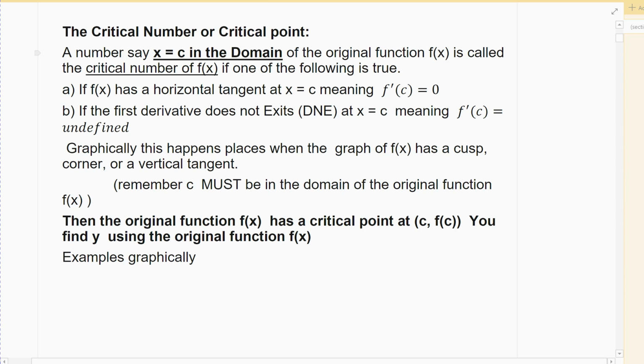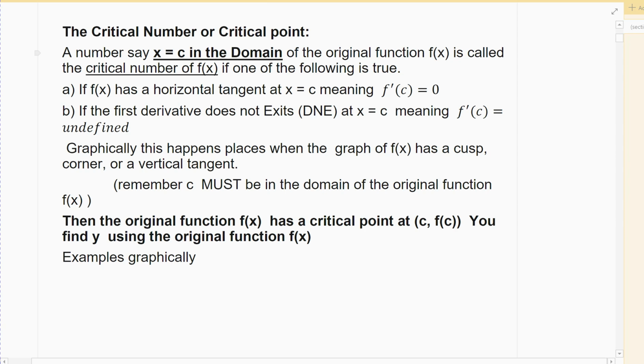The second case is the special case, when the first derivative does not exist at that value C. So the first derivative is undefined. But remember, C is in the original function. What's happening there graphically to the original function is that it will have a cusp or corner, which means a sharp change. At a sharp change, it's part of the function, but the derivative doesn't exist. Or you have a tangent that's vertical.